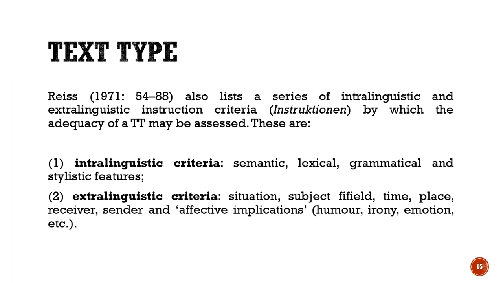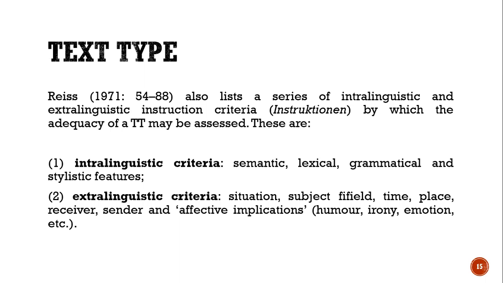The intralinguistic criteria are semantic, lexical, grammatical, and stylistic features. So you have to give attention to these things. So you see, a target text means, for example, Bangla. So I'm translating from English to Bangla. So my language is Bangla. So I have to notice all these things, the semantic features of Bangla, the lexical features of Bangla, the grammatical and stylistic features of Bangla. So I have to notice all these things, okay?